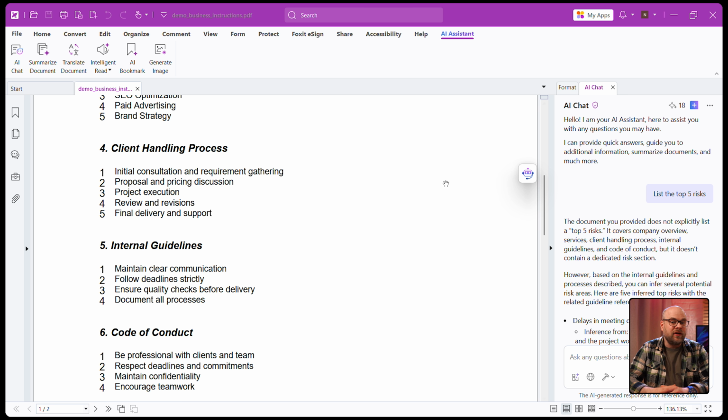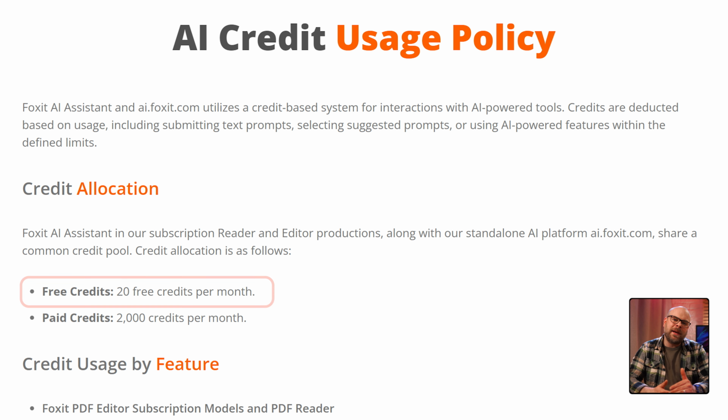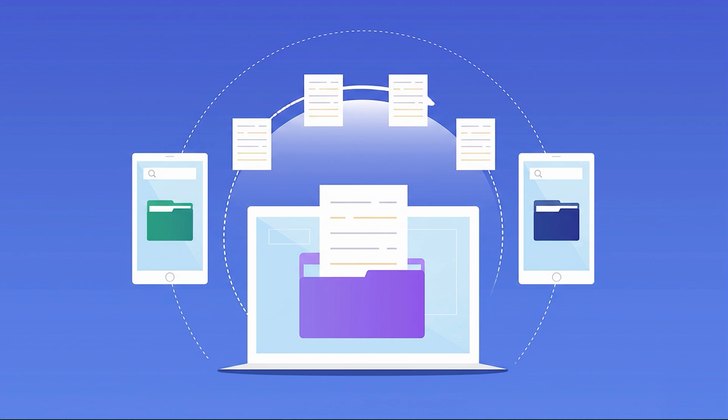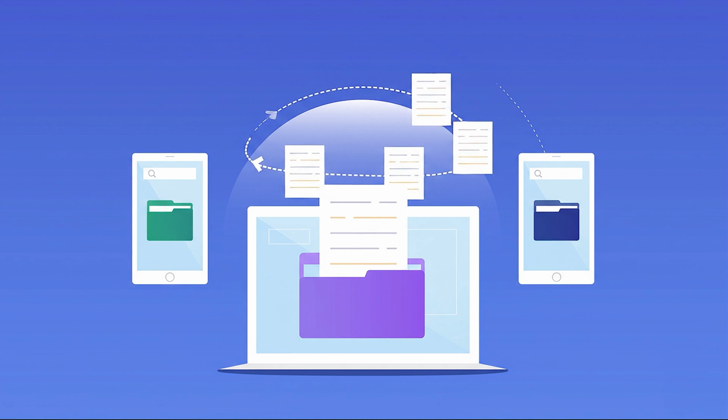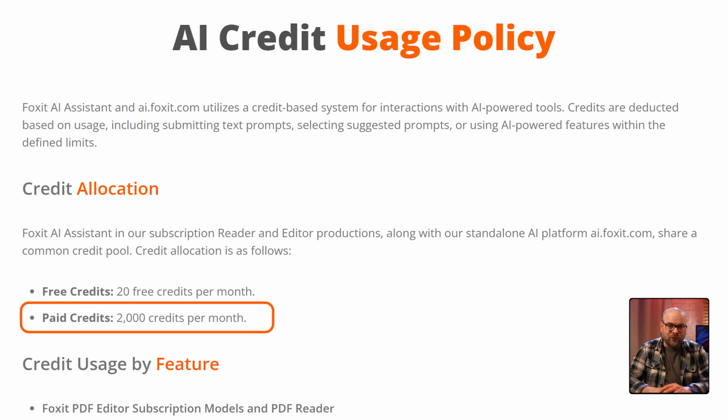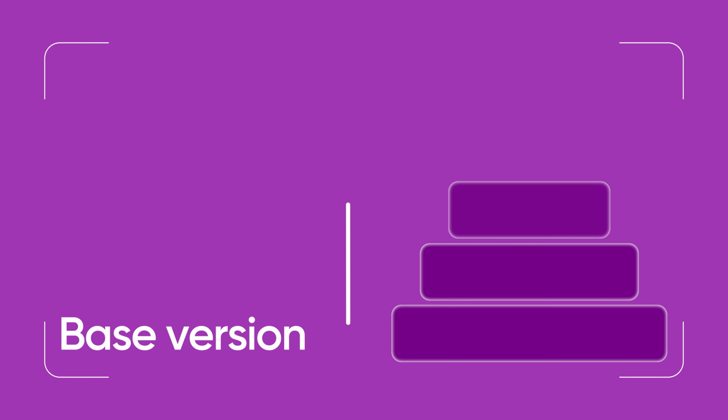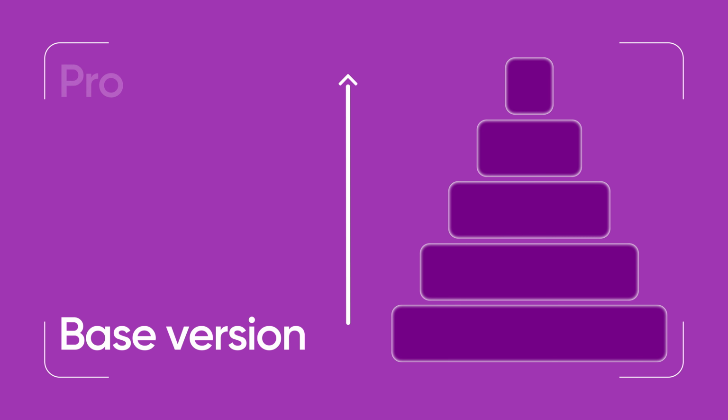While the AI assistant is a standout feature, the base plans are designed as a starter pack, giving you 20 free credits per month. If you're a power user who plans to summarize long documents every day, you'll likely hit that limit fairly quickly. But there's a clear path for heavy hitters. You can upgrade to a plan with 2,000 credits per month for an additional $49.99 a year. Think of it like a data plan. The base version lets you test the waters, but the pro version is where the real heavy lifting happens.